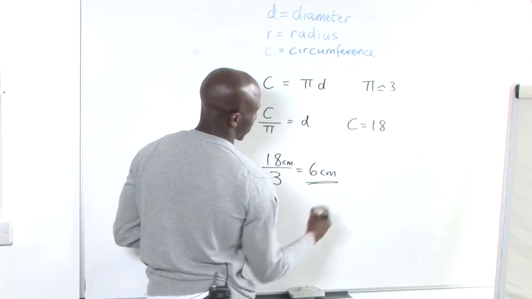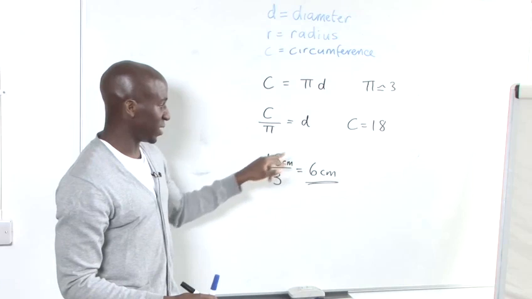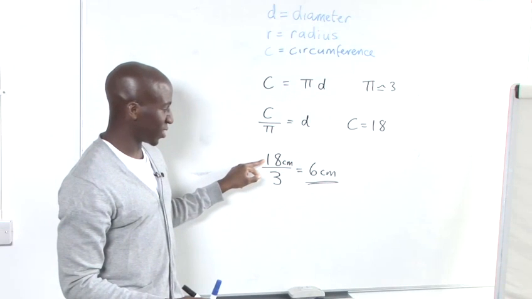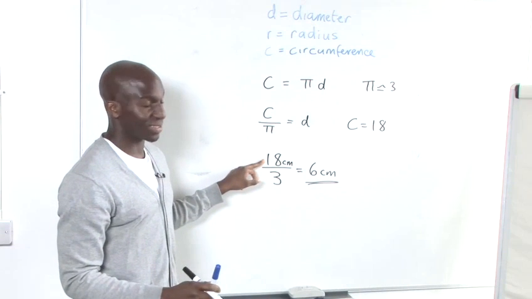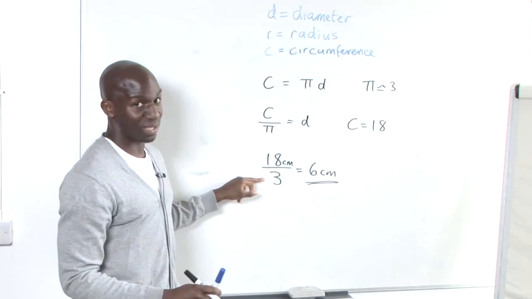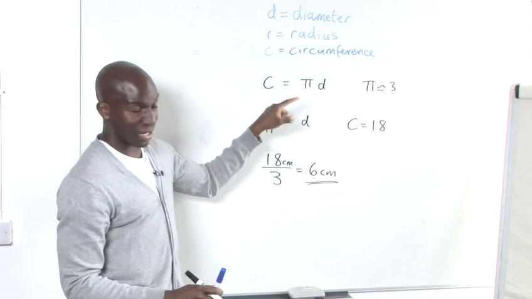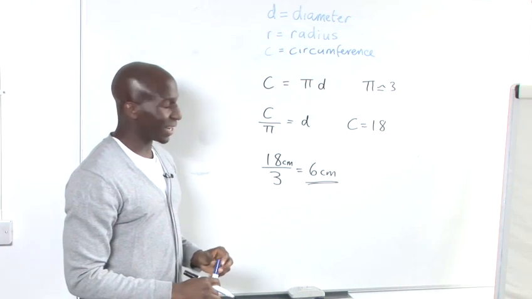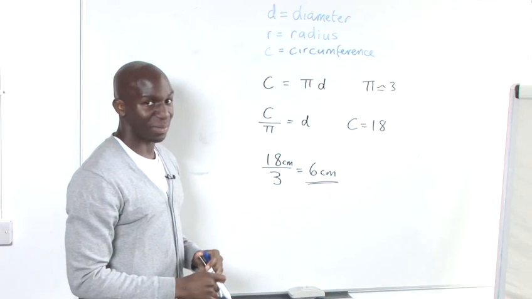So that's our solution for D, where we have a circle with a circumference of 18 centimeters, and we approximate the number 3 to equal pi. And that's basically how to calculate the diameter of a circle.